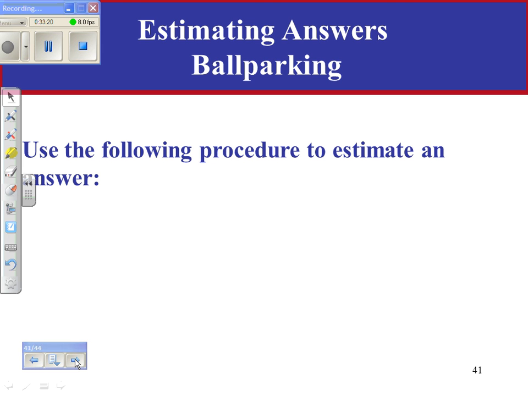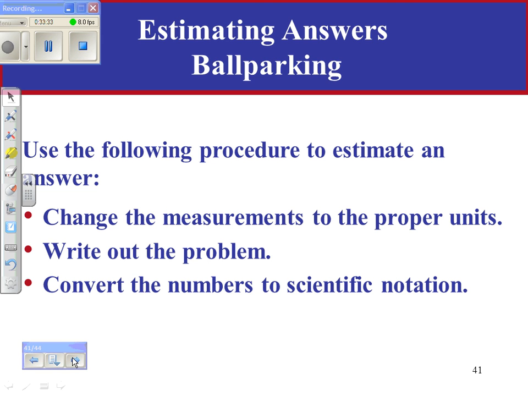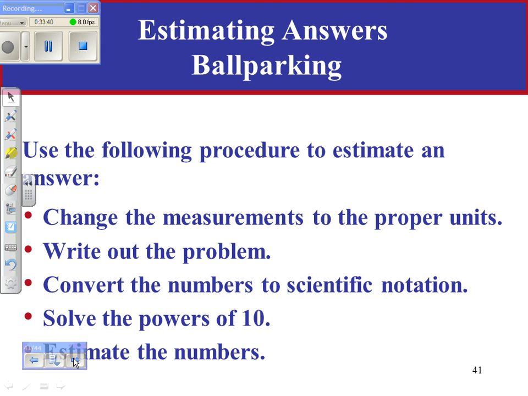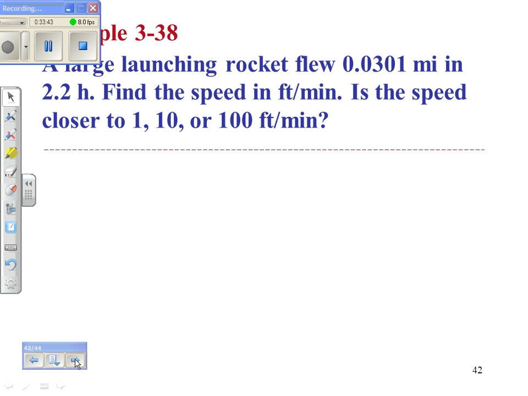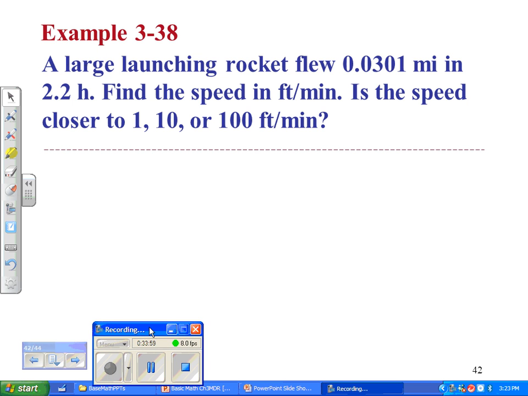Estimating answers, I call that ballparking. Use the following procedure to estimate an answer. Change the measurement to proper units. Write out the problem. Convert the numbers to scientific notation, or engineering notation better yet, and solve the powers of 10 and the numbers. Estimate the numbers. So that when you start pushing numbers with your fingers on your calculator, when you get a number that's way off, you realize you've made a mistake. Because very often you'll make a mistake with your fingers that you don't realize until it's too late. So you often want to ballpark a complex answer before you do anything else.